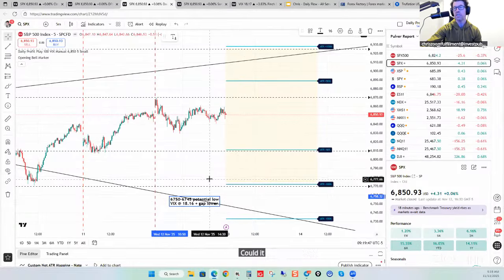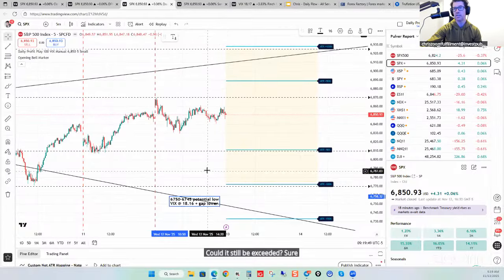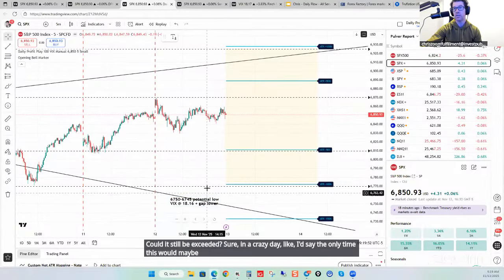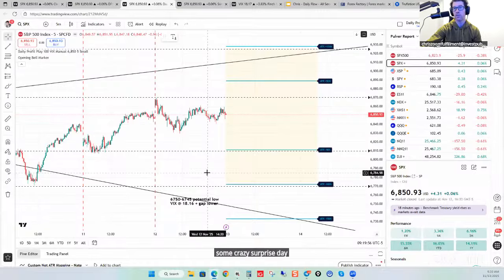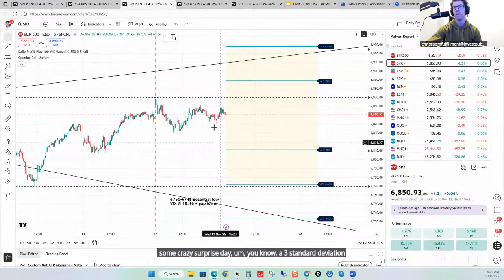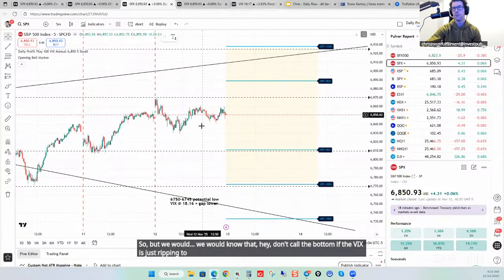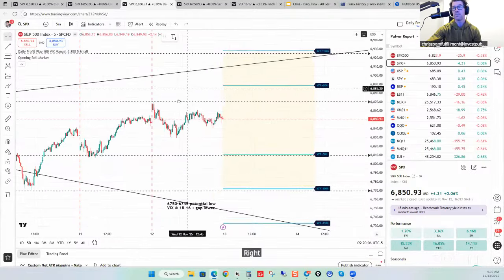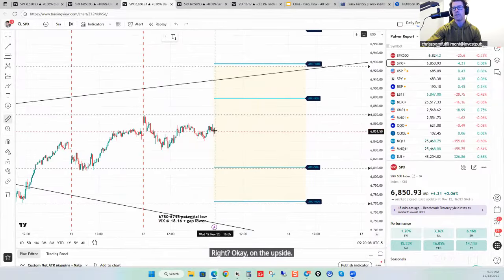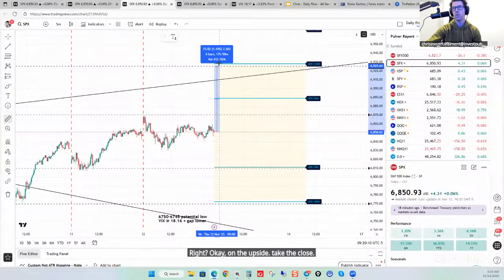Could it still be exceeded? Sure, in a crazy day. I'd say the only time this would maybe be tested would be a Jackson Hole type day, some crazy surprise day, a 3 standard deviation sell-off type day. But we would know that, hey, don't call the bottom if the VIX is just ripping to the upside, right? Okay, on the upside, take the close, go up 1.14, pretty safe here around 69.25.